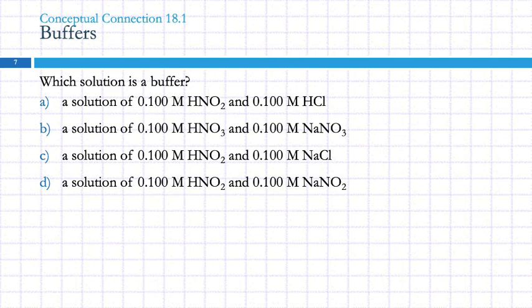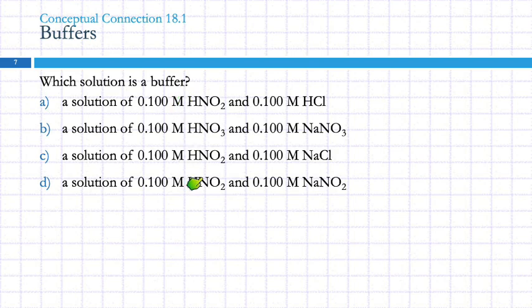So let's see if we can identify which of these is a buffer. The concentrations of all of these are the same, so we don't have to worry about that being the thing that we're looking at. Here we've got nitrous acid and hydrochloric acid, nitric acid and sodium nitrate, nitrous acid and sodium chloride, or nitrous acid and sodium nitrite. What are we looking for? We're looking for a weak acid and its conjugate base.